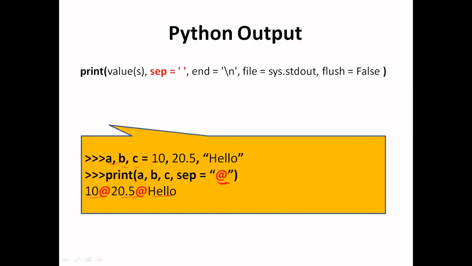So we can use anything inside this. If we write a comma, these three variables will be separated using a comma. So it is up to you. If you do not provide anything, the default value is a space character, so all the values will be separated using a space character.